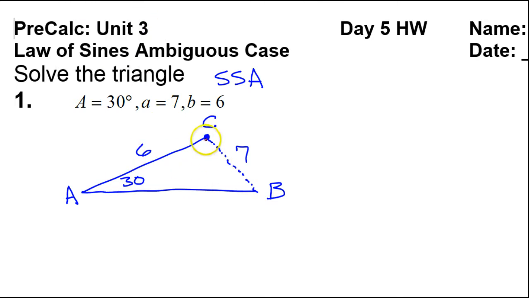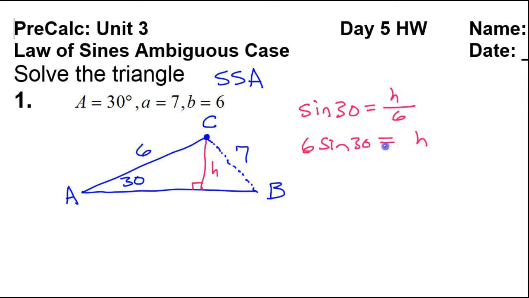The way we can figure that out is we need to check the height of the triangle. I'm going to call this H. We can calculate the height from the sine. If I do the sine of angle 30, that's going to equal opposite over hypotenuse, so that's going to be H over 6. If I multiply by 6 on both sides, that gives me 6 sine 30 is equal to H.